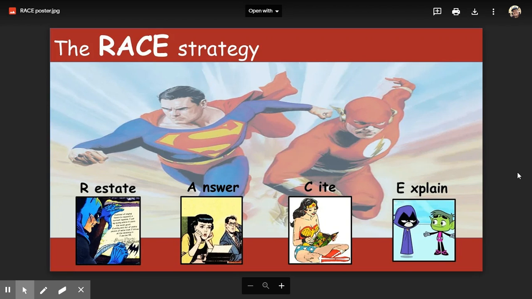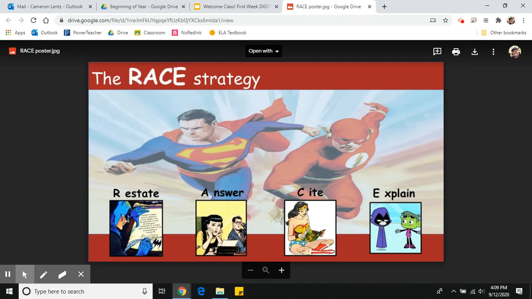What does that mean? When you're restating in the RACE strategy, what you're really doing is looking at your prompt and restating parts of the question or parts of the writing prompt. Does that mean to explicitly take the entire question and just rewrite it again in your writing? No, you don't want to do that. That's a lazy strategy. What you want to do instead is look at your writing prompt, figure out what are some of the key words and phrases that you think you should include in your answer.